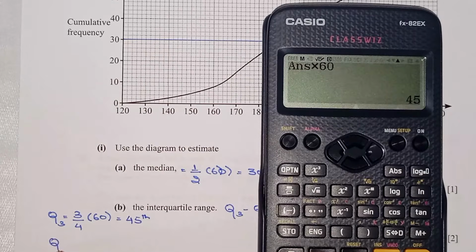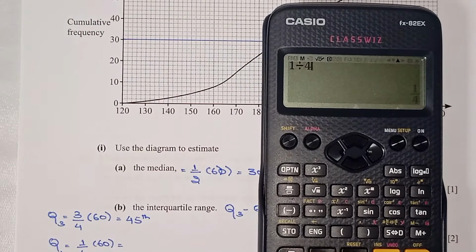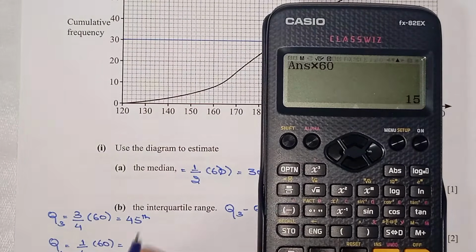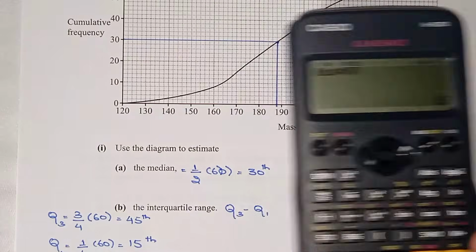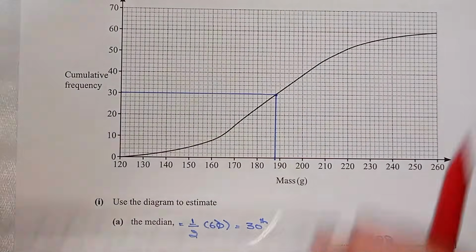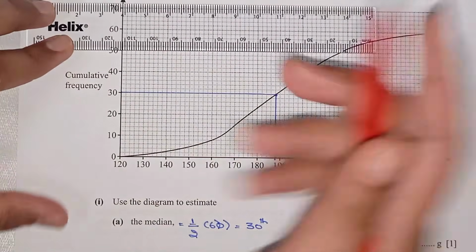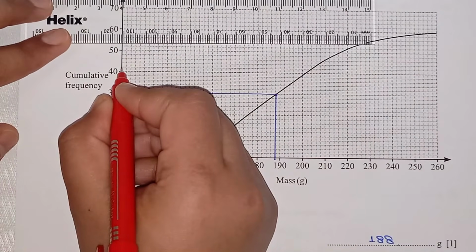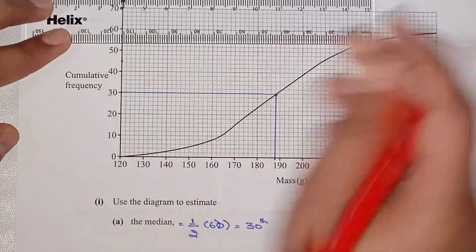And Q1 is 1 by 4 of the value. So 1 by 4 of 60 is the 15th value. We need to calculate the 45th value and 15th value and then subtract both of them. So first we need to find the 45th value. This is 40, 42, 44 and 45 in the middle.